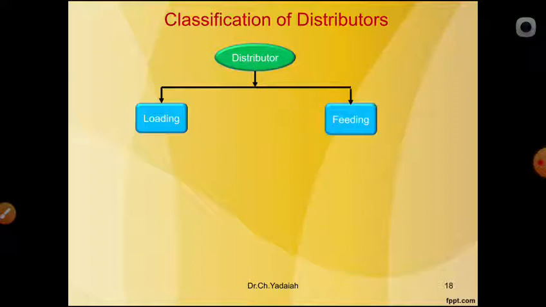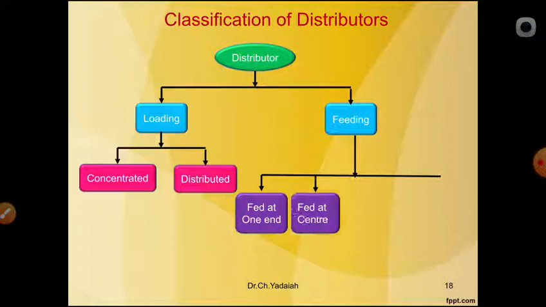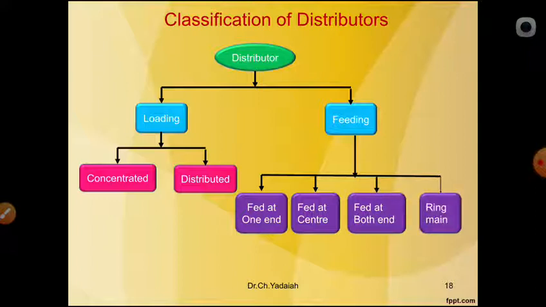Now the other one is feeding. What is the meaning? Feeding from one end. You can see here, loading is concentrated and distributed, and feeding is fed at one end. You give the supply to only one end, or you give the supply to the center, or you give the supply to both ends, or you give the supply as a ring main, similar to the previous case.